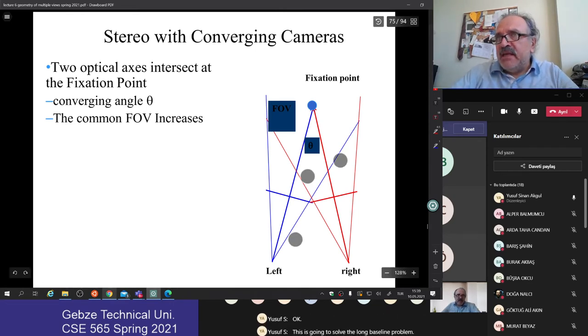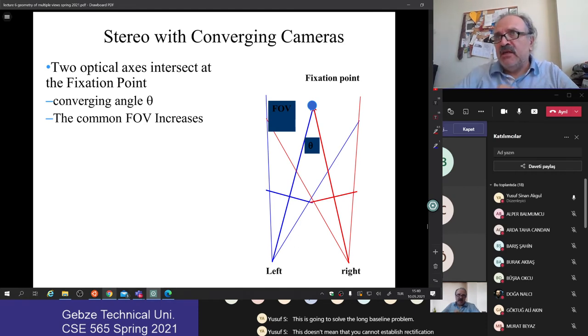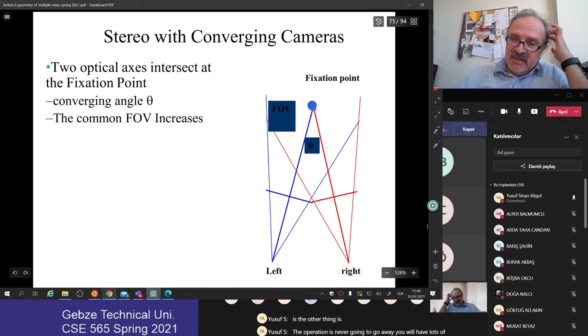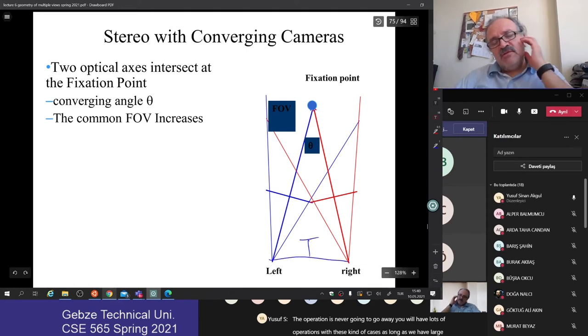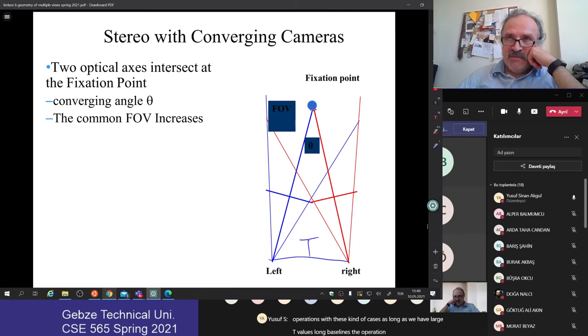This doesn't mean that you cannot establish rectification. Rectification is always there. As long as you have a common field of view, rectification is going to work. We can do the rectification. And with this one, the disparities will be large enough to get a good Z estimate. The other thing is that occlusion is never going to go away. You will have lots of occlusions in these kinds of cases. As long as you have large T values, long baselines, the occlusion problem will be there. Okay, good.